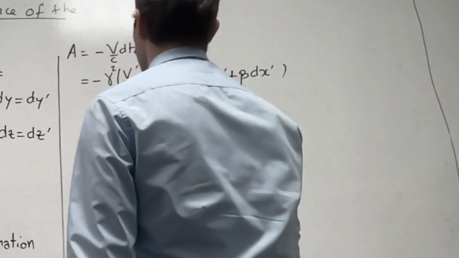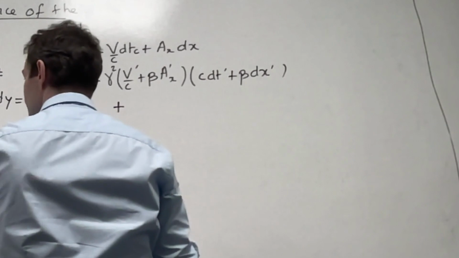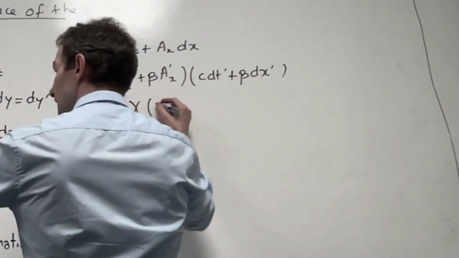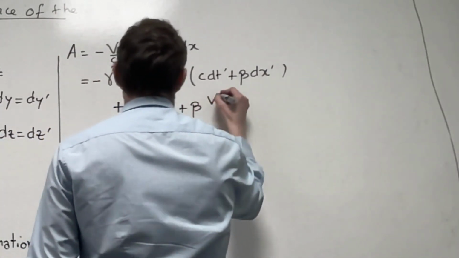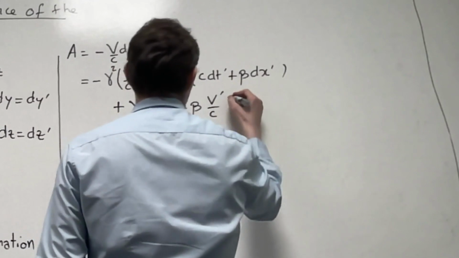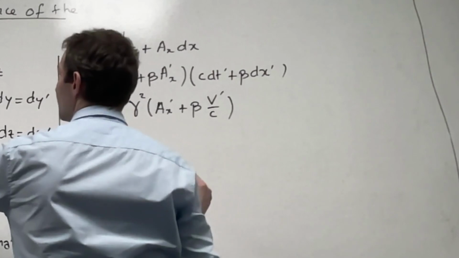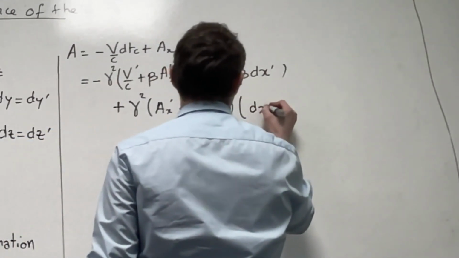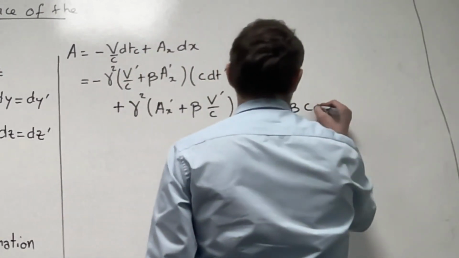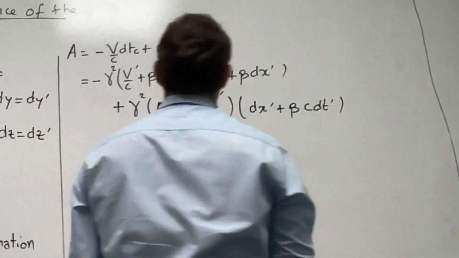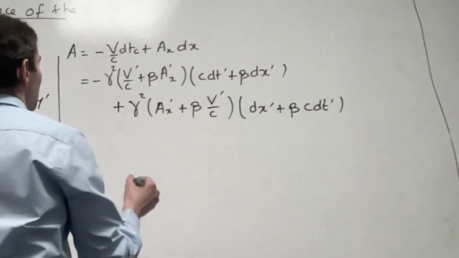Then I've got this ax prime here. So then we've got plus, so ax is gamma, and then ax prime plus beta V prime over c, and that's times dx, and dx is equal to gamma. So again, I've got gamma squared here, and then we've got dx prime, and then plus beta c dt prime. Okay, so the goal now is simply to expand all that and try to see where we land with this.